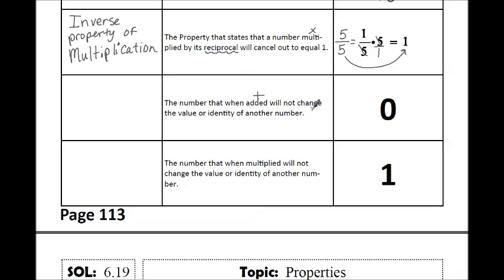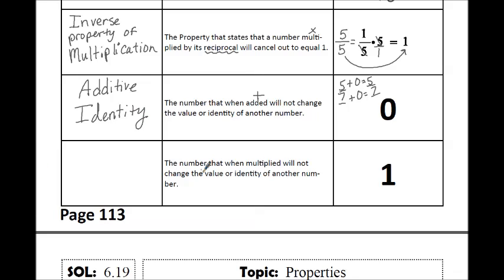And the number that when added will not change the value or identity of another number. So 5 plus 0 gives me 5. The identity of 5 didn't change. 7 plus 0 equals 7. The identity of that 7 didn't change when I added 0. So if I don't change the identity when I add a 0, then 0 is the additive identity element.